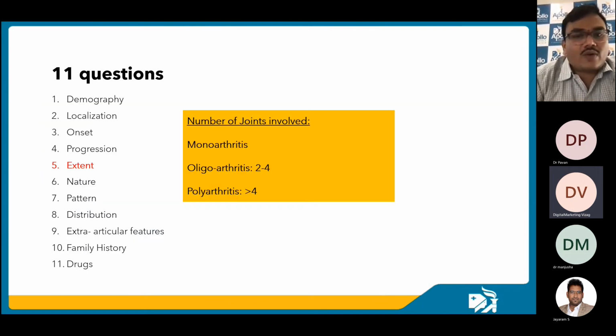So the next question we'll try to answer is the extent of arthritis. Extent means how many joints are involved. If a single joint is involved, it is monoarthritis. If 2 to 4 joints are involved, it is oligoarthritis. If more than 4 joints are involved, polyarthritis. So when we are examining, if the patient has only a single joint involved, we have to diligently take the history, asking for previous joint involvement, to say whether it is a polyarthritis, an oligoarthritis, or a monoarthritis.